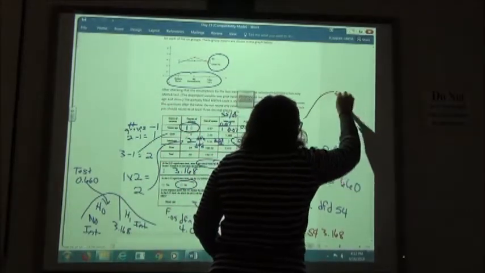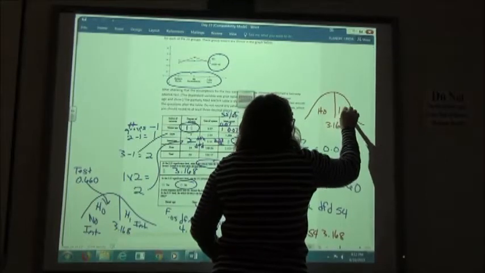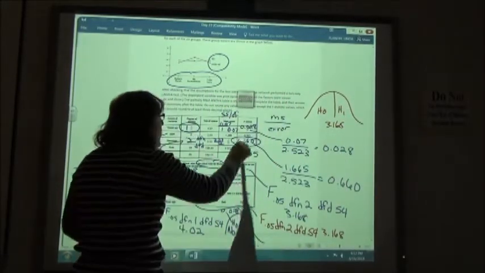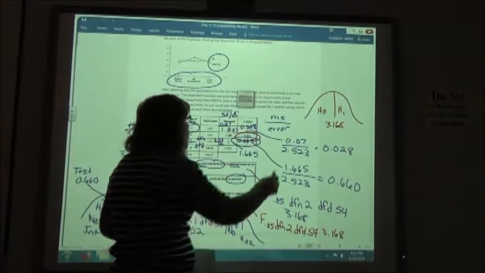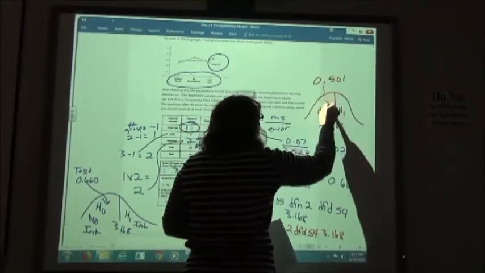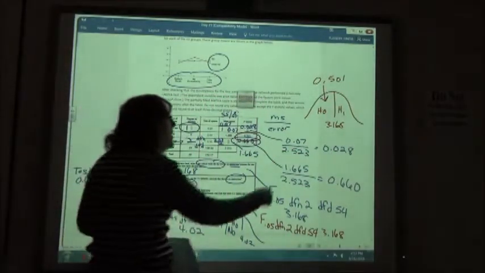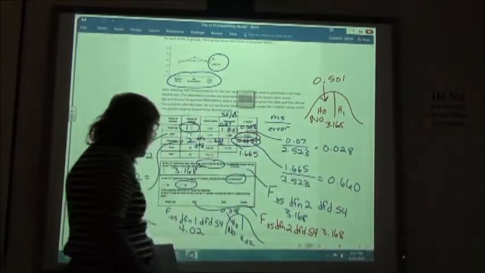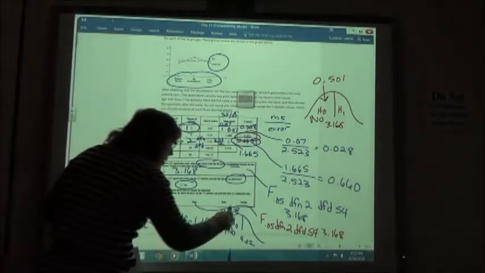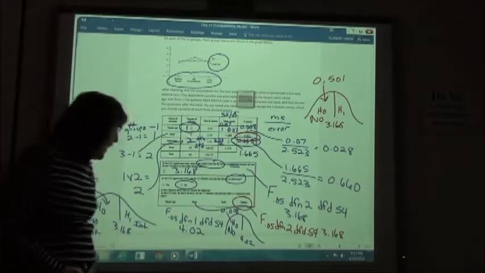On this one, when I'm doing my comparison, I ran out of room. I'm going to put it up here. 3.168. Here's my null. Here's my alternate. I'm looking at this test statistic, 0.501. Again, that's going to be less than the 3.168. So we're going to say there's no interaction. So on this one, there wasn't an interaction from the viewer's age. There isn't an interaction from the show. So we're going to check neither in this case.